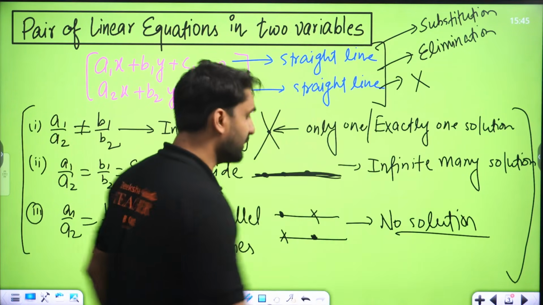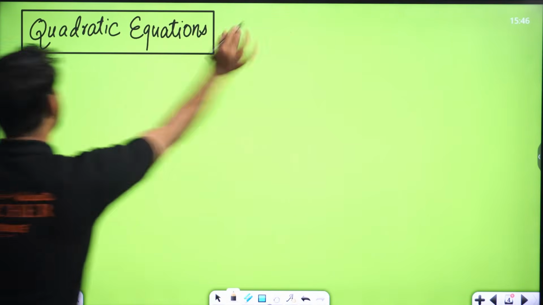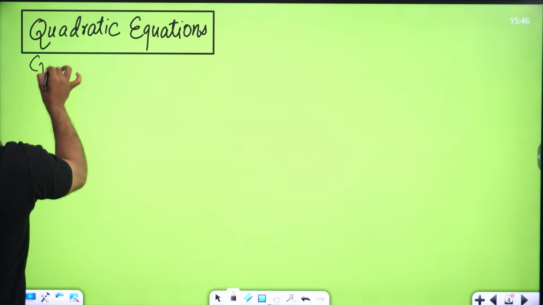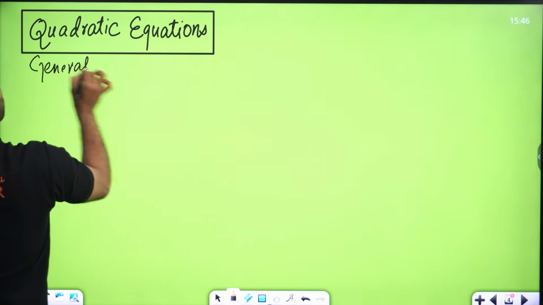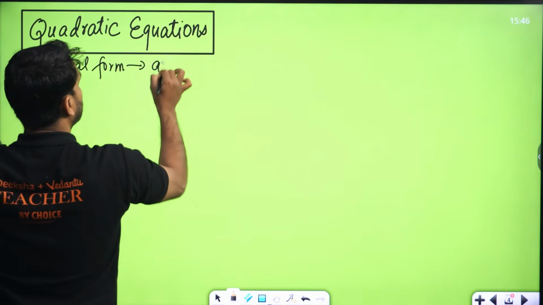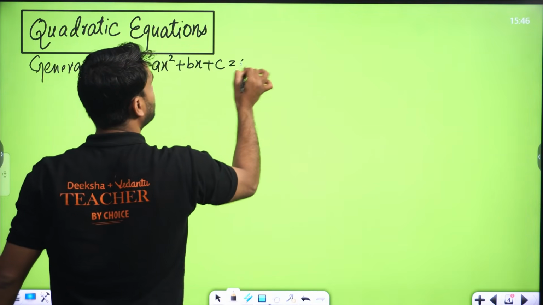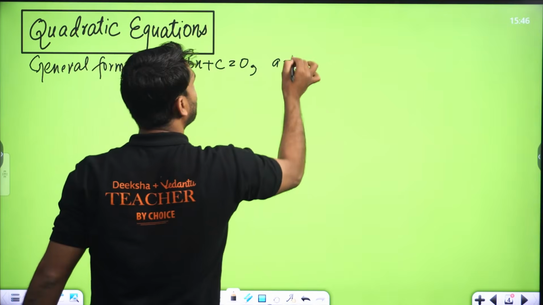Yes, moving to the next chapter. The next chapter is quadratic equations. So now if I talk about quadratic equations, my dear, the quadratic equation has the general form ax square plus bx plus c is equal to 0, and here a should not be equal to 0.